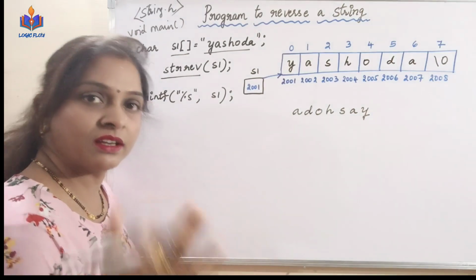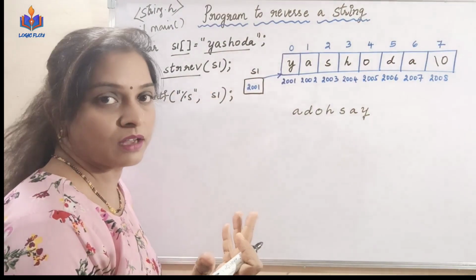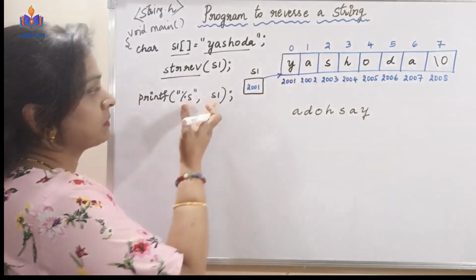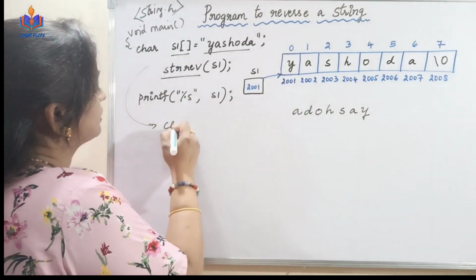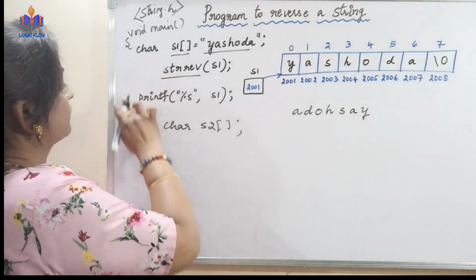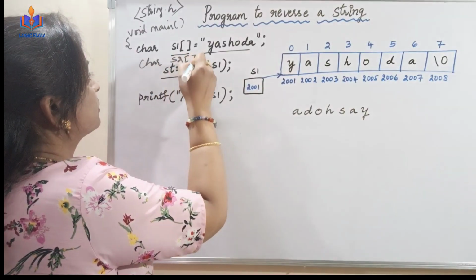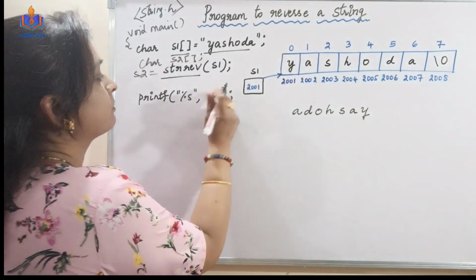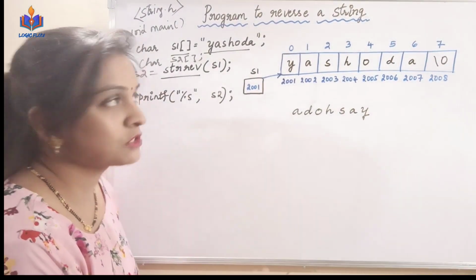If you want to store it in a different string, you can take one more character array and assign it. If you want to print the same string, you can simply use S1. Or else you can have one more array: I can say char S2, then S2 equal to string reverse of S1, then print S2. S1 will have the original string and S2 will have the reversed string. So you can do it like this.